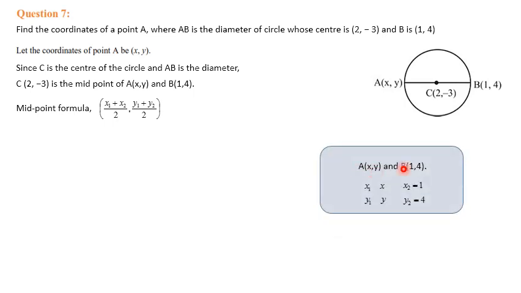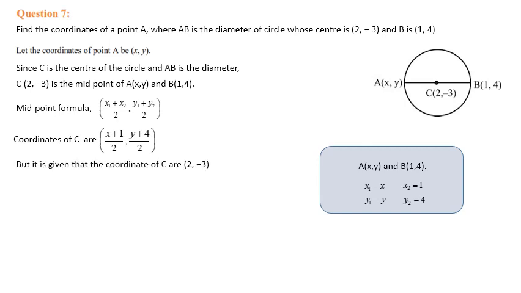A point (x, y) is given, B is (1, 4) is given to you. From here, x1 is x, y1 is y, x2 is 1, y2 is 4. Let us substitute. Coordinates of C are (x1 plus x2) by 2. x1 is x, x2 is 1. So (x plus 1) by 2. Then y coordinate is (y1 plus y2) by 2. That is y1 is y, y2 is 4. So (y plus 4) divided by 2.